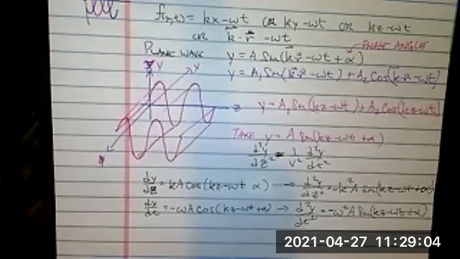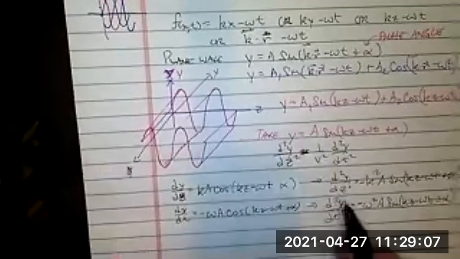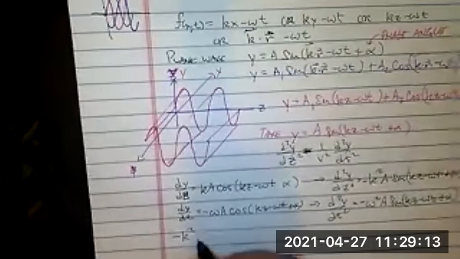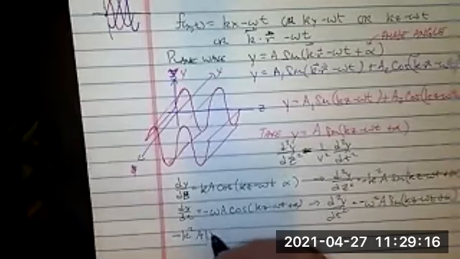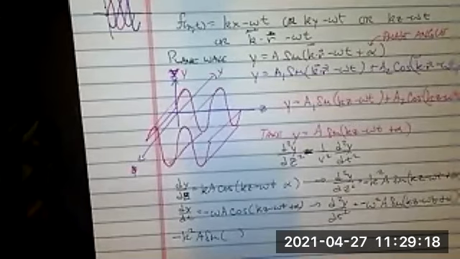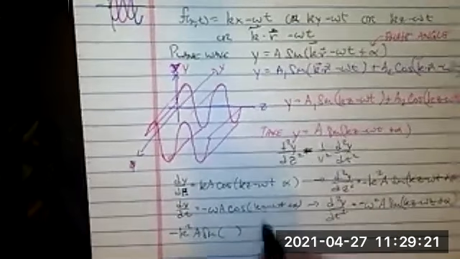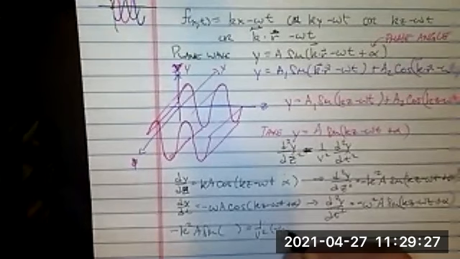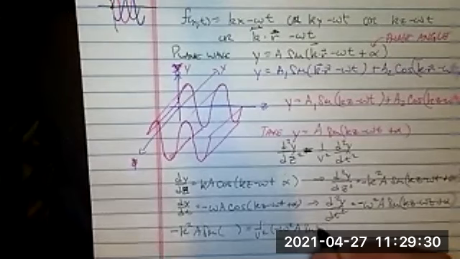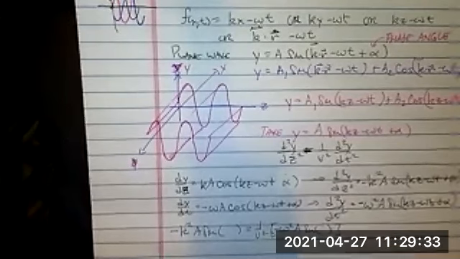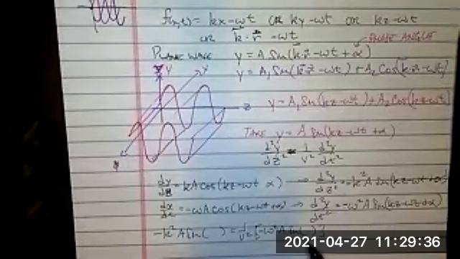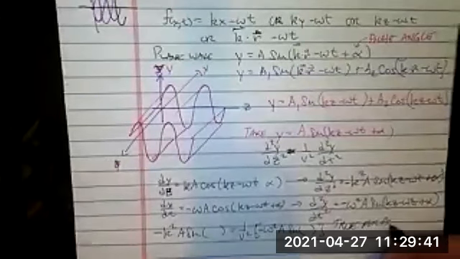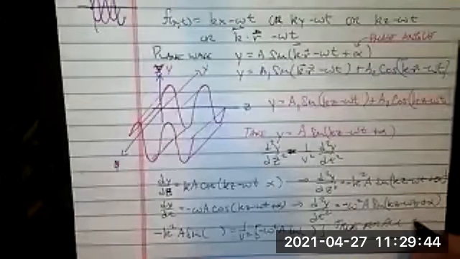So now all we have to do is plug these two things into the wave equation. On the left-hand side, I get negative k squared a sine, and I'll leave the argument off because we know it's in there. It's kz minus omega t plus alpha, which is equal to 1 over v squared times negative omega squared a sine, again of the same argument. So this has to be true for all z.